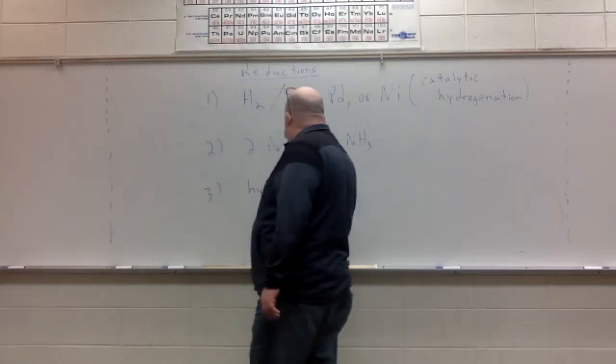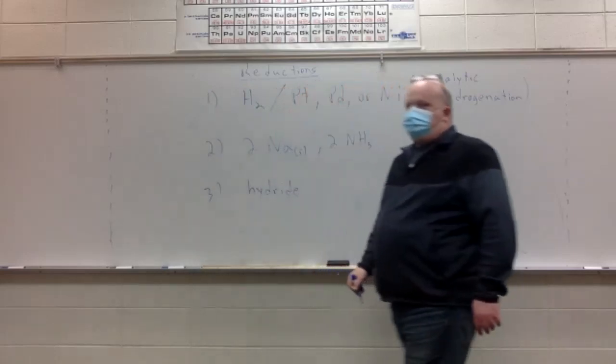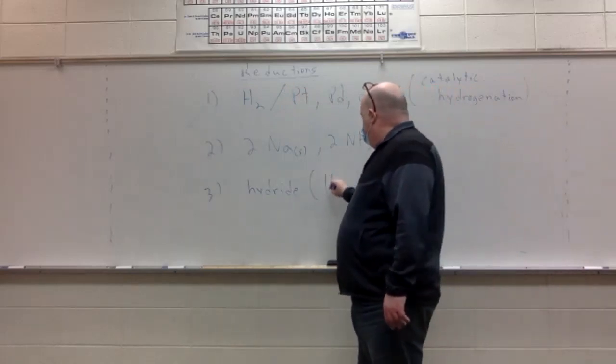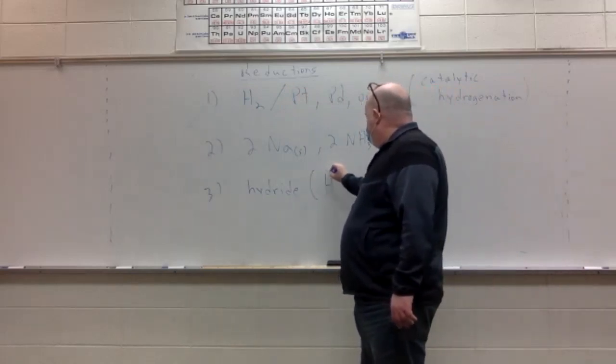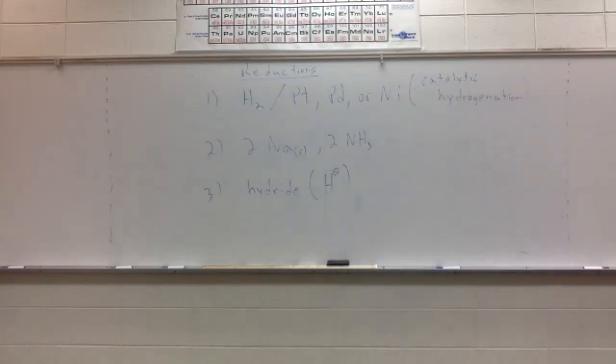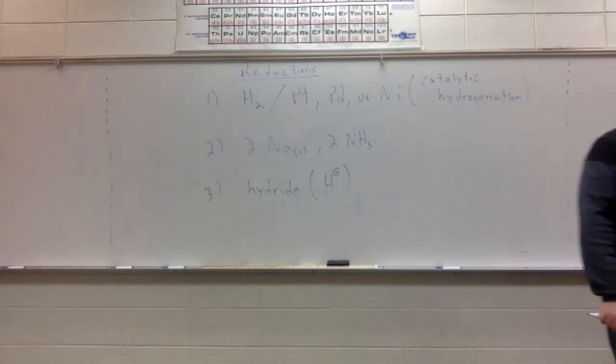And the third way to do this is to add hydride. Hydride is a negative H. And there's a couple of different ways we can go about adding hydride. Sometimes we follow it up with a proton source. Sometimes we don't. There's just a couple of different situations.